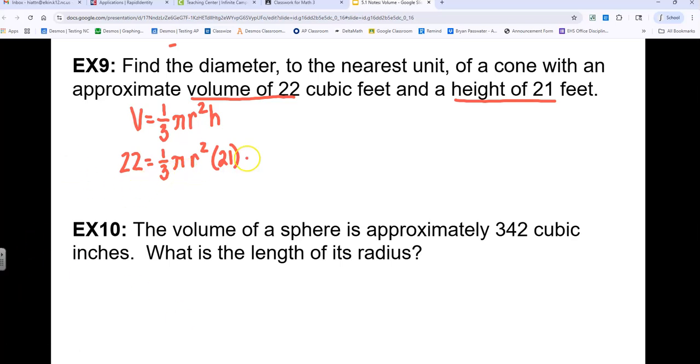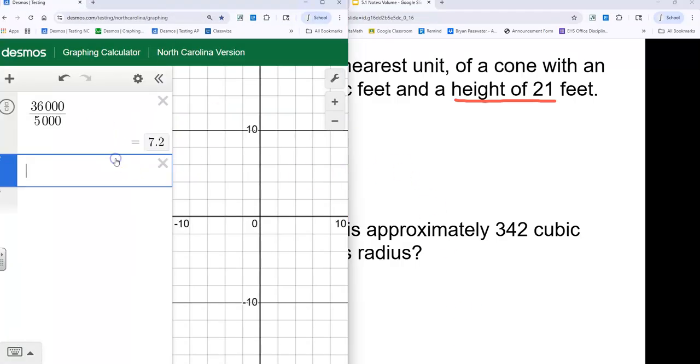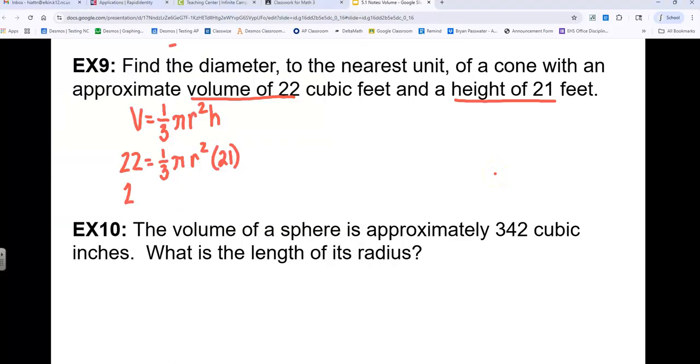So 1/3, pi, and 21 are all numbers, right? And everything here is multiplied together. So what I can do is type in 1/3 times pi times 21. And I'm getting 21.99114. So I got 22 equals 21.99114... r squared. All right. So these three things right here got multiplied together, the 1/3, the pi, and the 21, and that gave me this. So now I've got a pretty easy equation to solve.